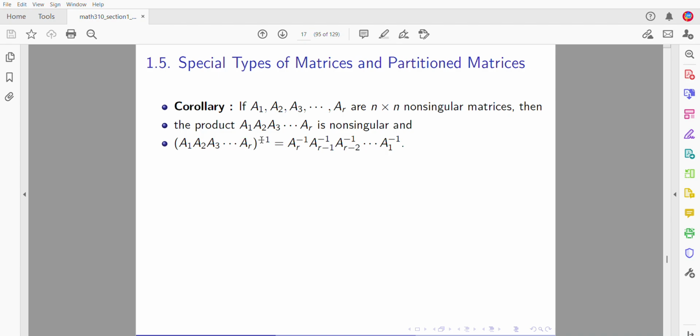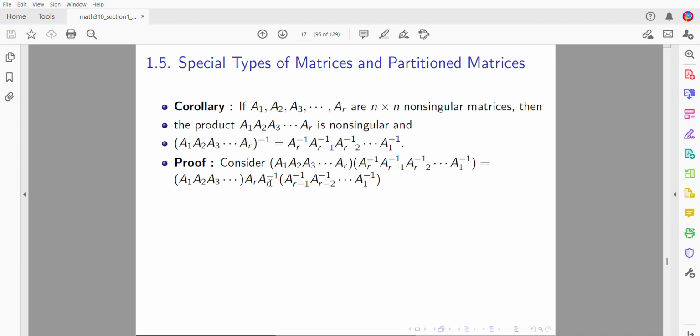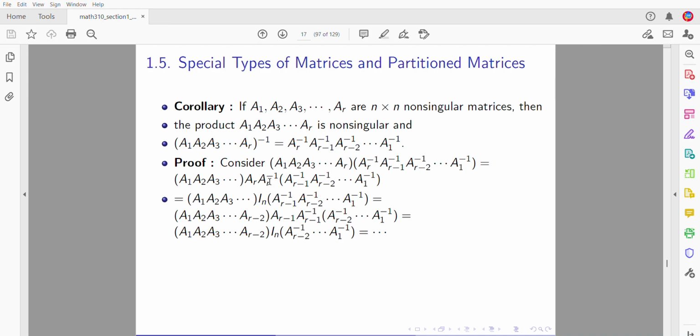Well, how do we do this? Well, all you do is write A1 through AR in one parenthesis, multiply by its proposed inverse, that is the AR inverse, AR minus 1 inverse together. Now because we are associative, we can move the parentheses around. All I have done is moved these parentheses here and this here and got the middle two terms together. These give you identity. These two give you identity.